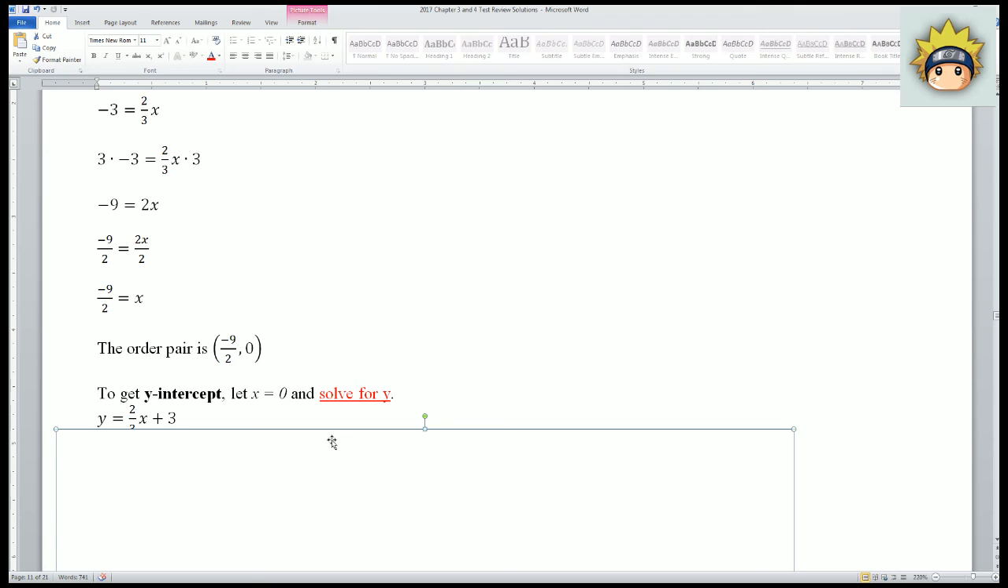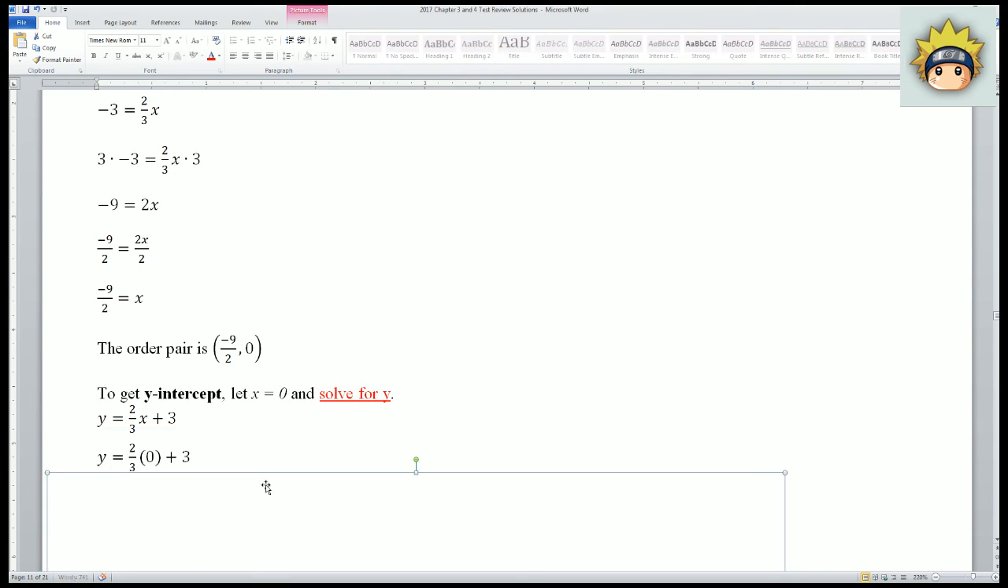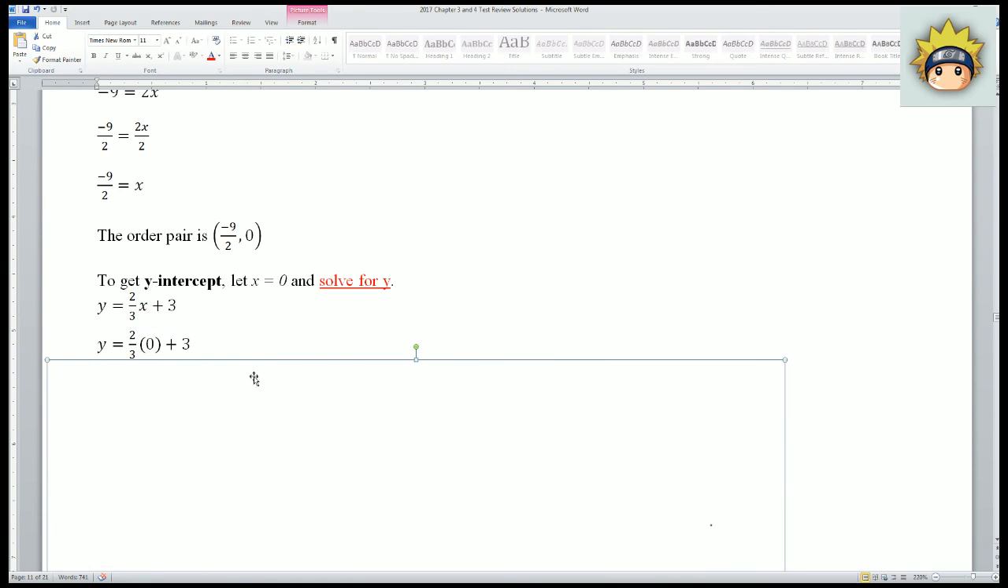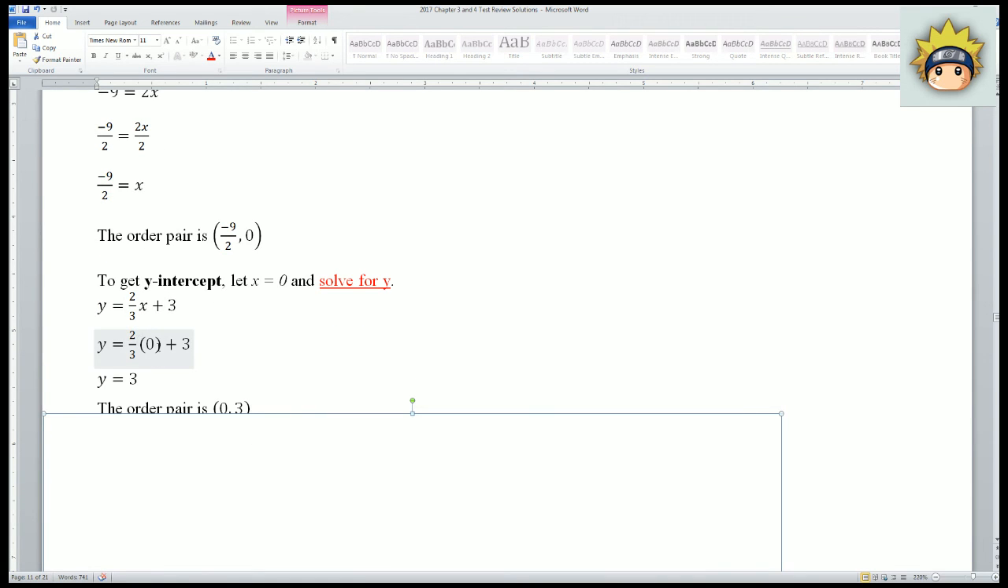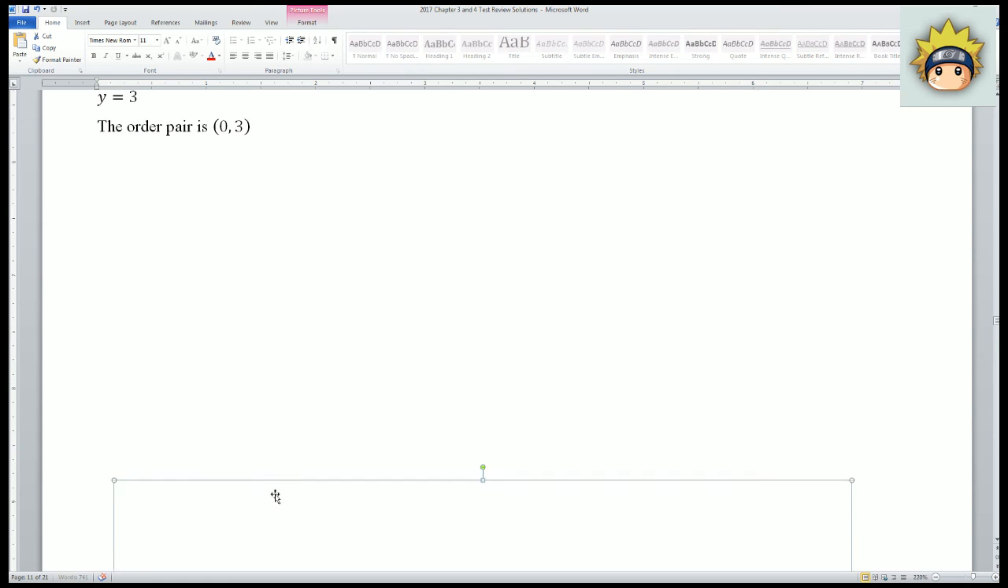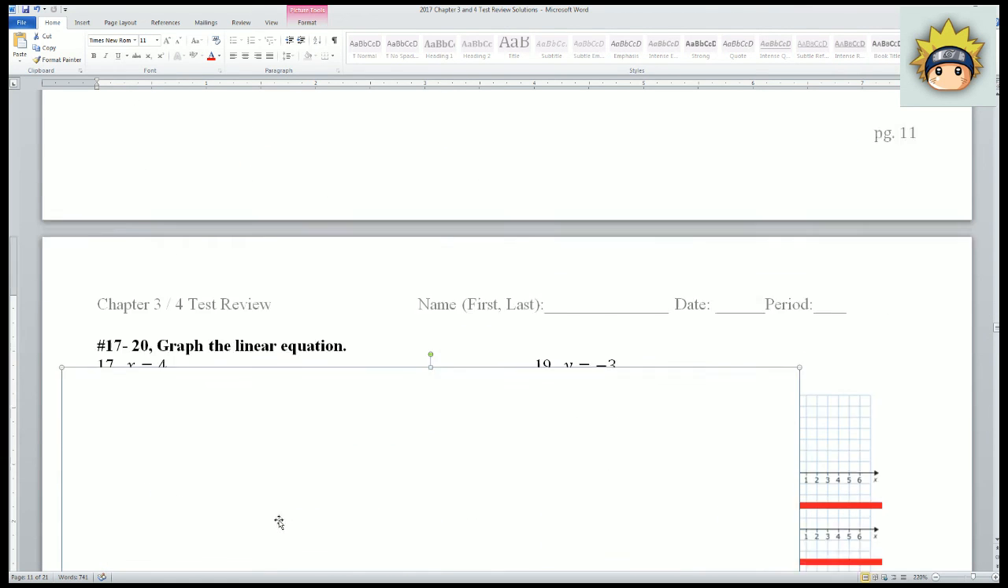Okay? Now, to find the y-intercept, you have to let x equal 0 and solve for y. Here's the original equation. Plug in 0. This just disappears. y becomes 3, which is that b term. The ordered pair is 0, comma 3. Good? Next, we are just going to do some graphing of these linear equations.